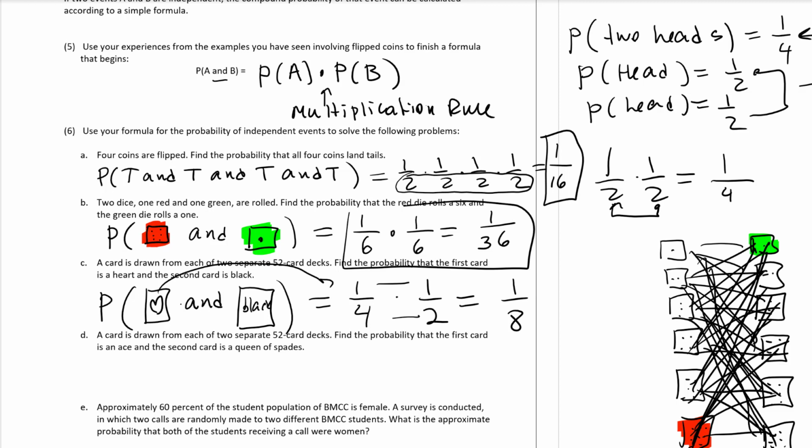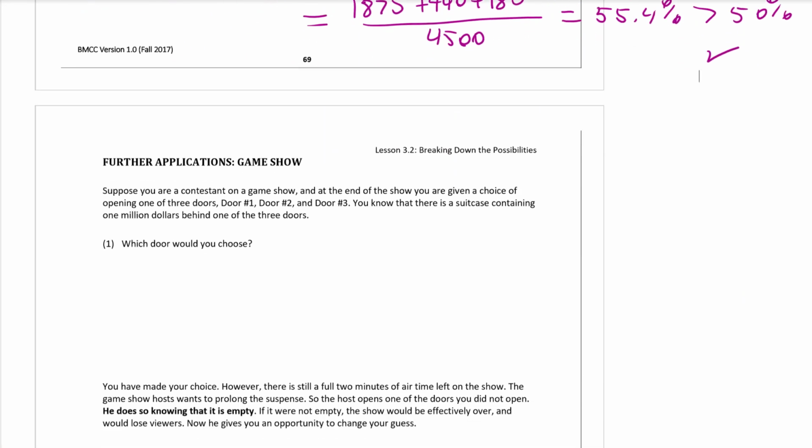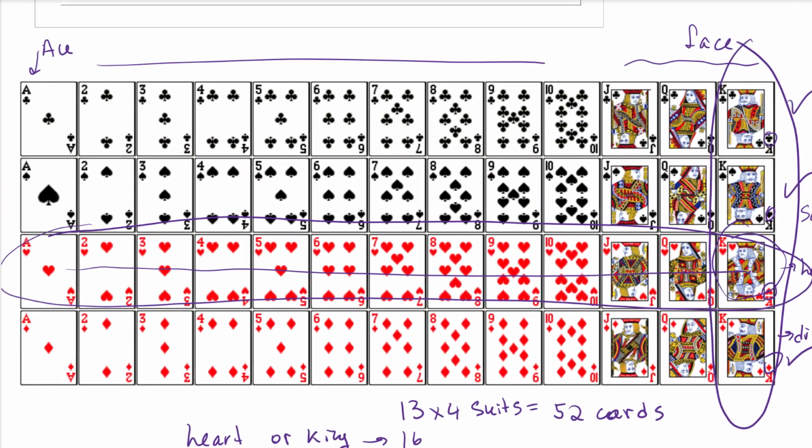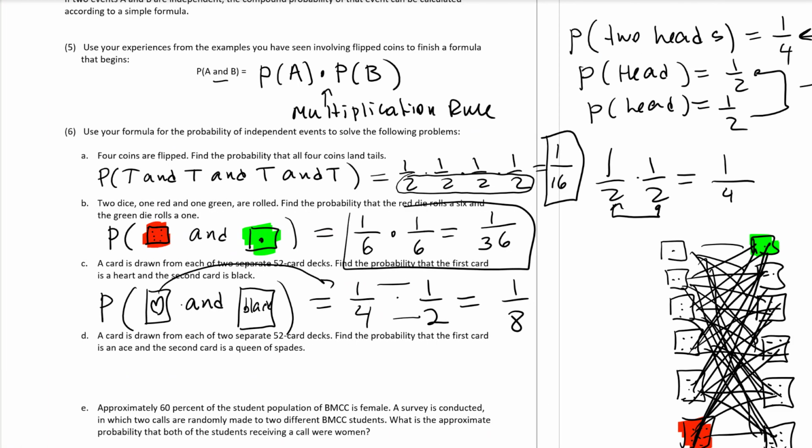A card is drawn from each of 2 separate decks. Find the probability that the first card is an ace and the second card is a queen of spades. Last class I gave you the picture of the deck of cards, so I'm giving it to you here again. You can also look it up online, just get a picture of a deck of cards. You can see half of them are red, half of them are black. There are 4 different suits, there are 4 aces, there are 3 face cards within each suit, 3 times 4, which is 12 faces, and so on. We need to know that information in order to answer the question.